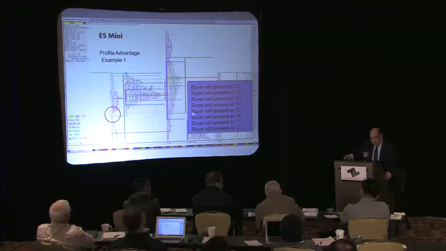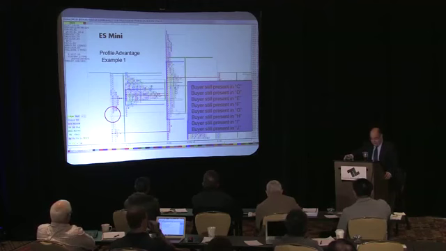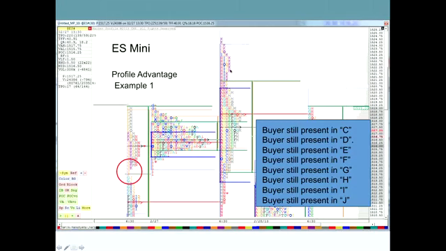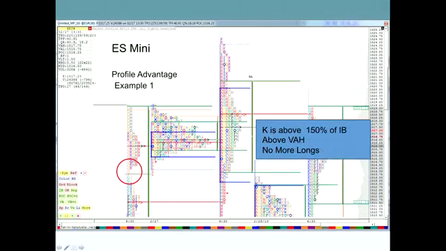And as a result, take a look at what happened at the end of the day. The K period is above 150% of my initial balance high. Do you see that level there? Okay, now we're really getting way up there. Above value area high, certainly I would not even consider any more longs at that point.